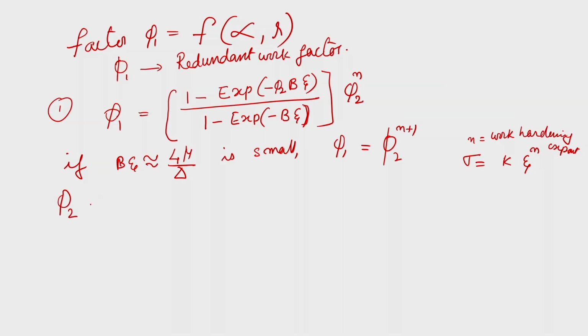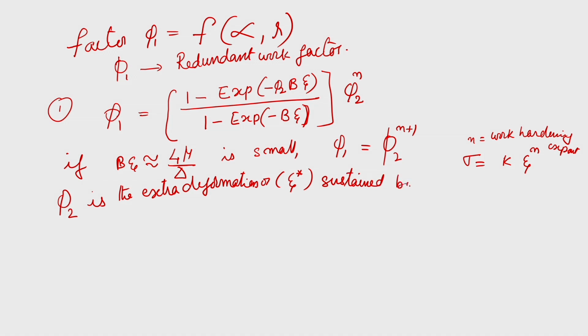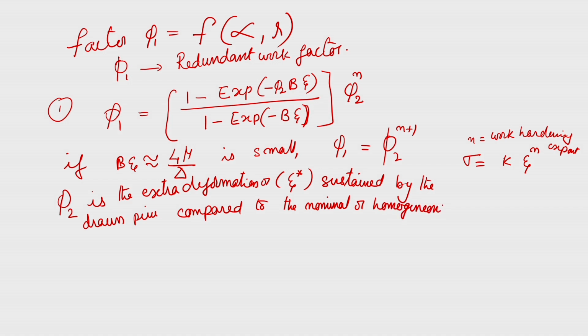The redundant deformation, this phi 2, is the extra deformation. See, for example, phi 2, if I am writing it clearly, is the extra deformation, or maybe say this strain, which is the equivalent strain sustained by the drawn piece compared to the nominal or the homogeneous strain epsilon.